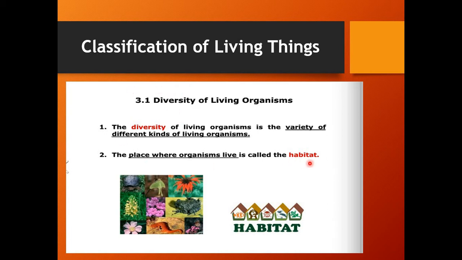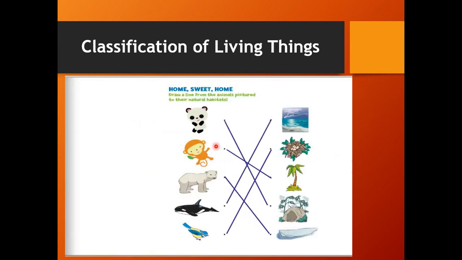So habitat, the second point here. What is meant by habitat is the place where organisms live, which basically means their home, where they live. For example this panda, if you look at this line, it goes to here. Normally a panda lives in an area that contains bamboo plants. As you know, the bamboo plant is the primary source of food for the panda.